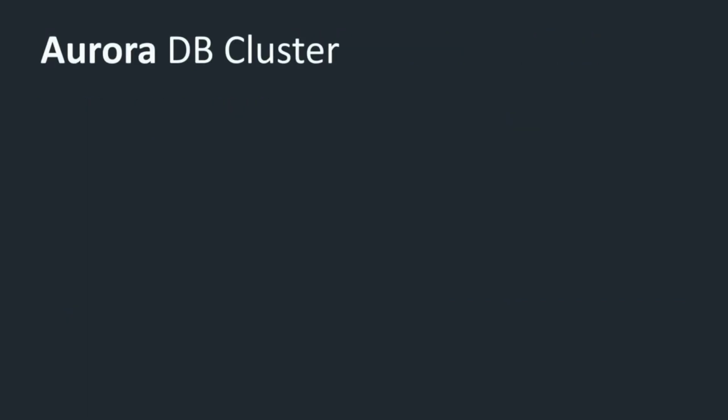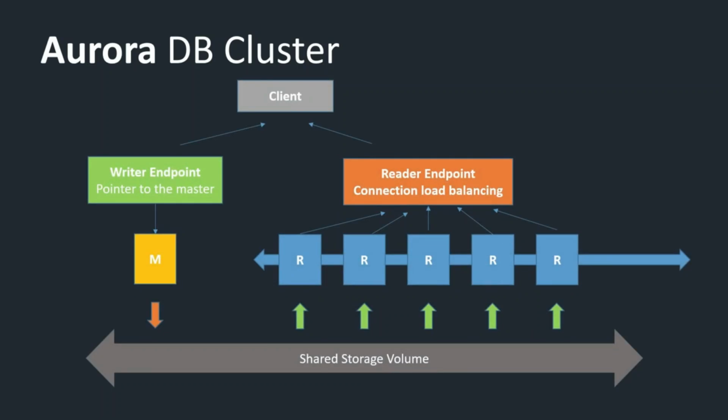So now let's have a look at how Aurora works as a cluster. This is more around how you interface with all of these instances. As we said, we have a shared storage volume and it's auto expanding from 10 gigabytes to 64 terabytes. Your master is the only thing that will write to your storage.